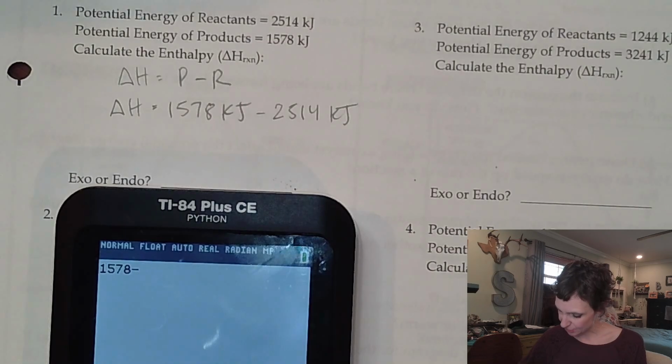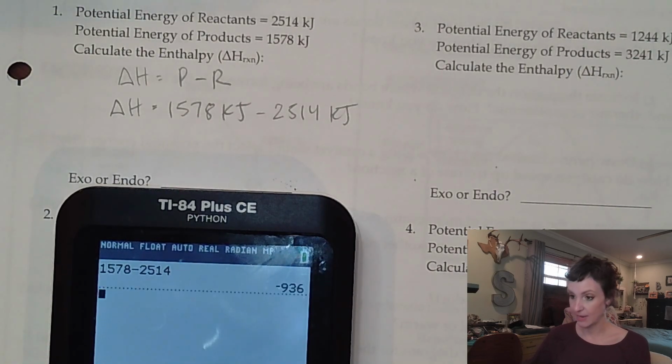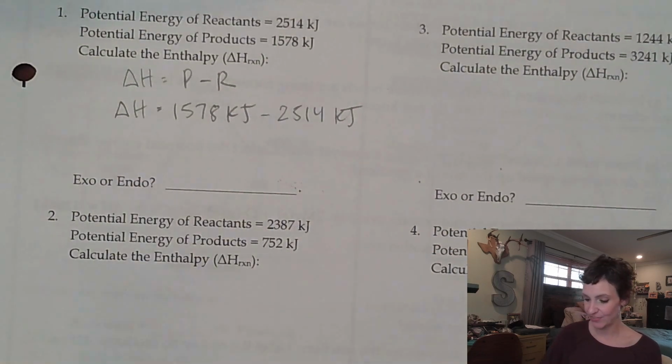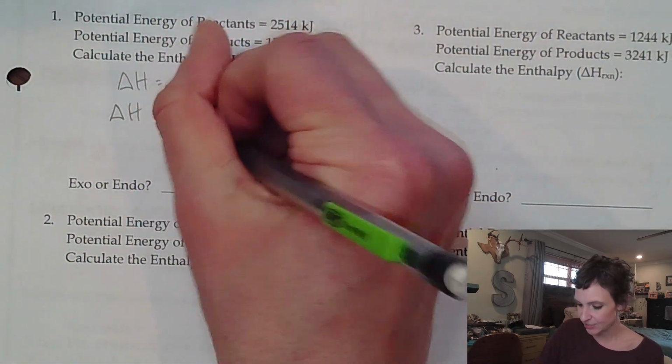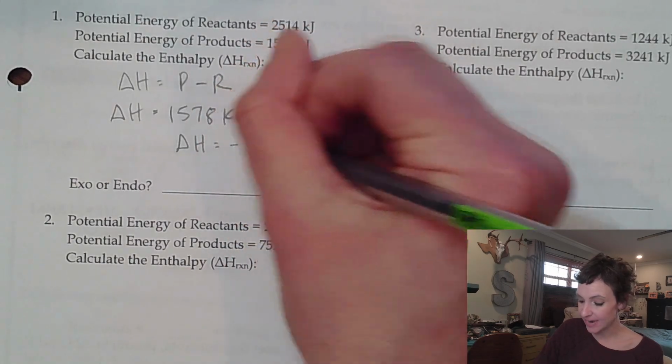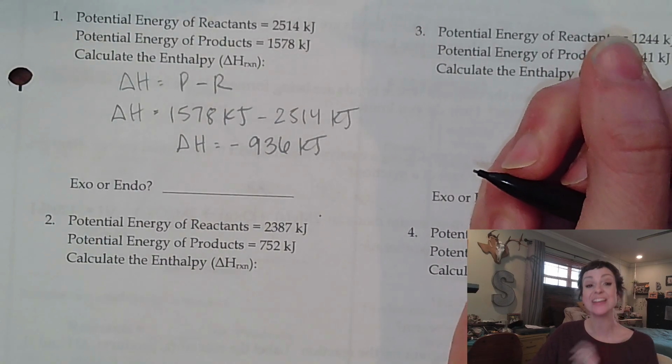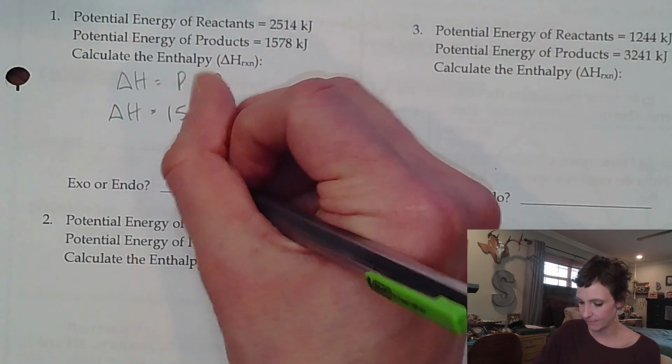1,578 minus 2,514. Oh my goodness, look at this. I get a negative 936. So delta H is equal to negative 936 kilojoules. I see that negative. Negative is exo.